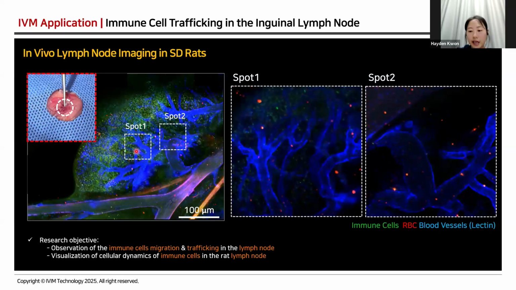So the fact that the animal remained alive made it possible to capture immune cell or some kind of blood cell dynamics with ease. So in particular, by labeling different immune cell populations such as T cells and B cells, we could also clearly distinguish their distinct motility patterns in the future.